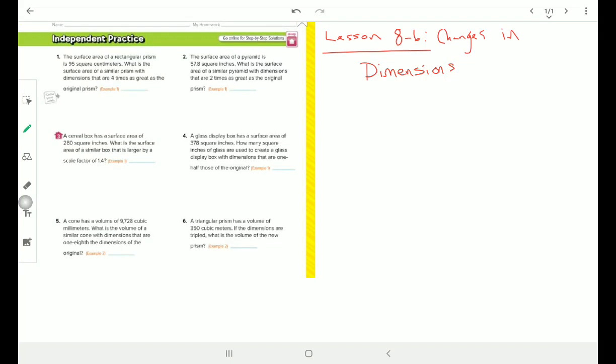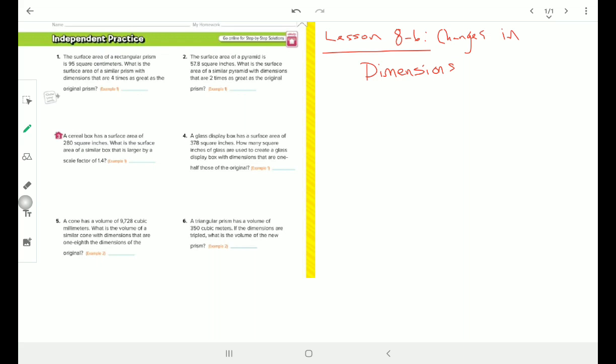Today we are doing Chapter 8, Lesson 6, Changes in Dimensions, and your assignment was on page 645, numbers 1 through 6. Now these questions are a little bit intimidating when you first look at them, but when you dive into what you're actually doing, it's pretty simple in the ideas that we're going to apply, okay? So we're talking about changing surface area and changing volume, okay? And if you remember two key things, it makes these questions very easy to solve, okay?